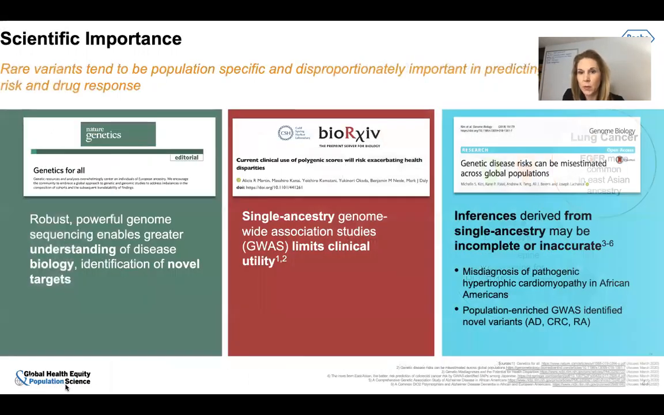If you go to the next slide, I won't get too much into the details here, but from the research standpoint, when we look at what genome-wide association studies can achieve, we have these great capabilities that are robust and powerful to understand genomics in a way that we've never been able to before. It helps us understand biology, but also identify new targets in the drug discovery process. What we have come to deeply appreciate is that single ancestry genome-wide association studies have very limited clinical utility. Moreover, inferences drawn from single ancestry genome studies can be incomplete or inaccurate, and that's very dangerous. We've also seen that when you enrich for broader patient populations, variants that are otherwise undiscovered become clear. This has been demonstrated in Alzheimer's disease, colorectal cancer, as well as rheumatoid arthritis. Go to the next slide, please.